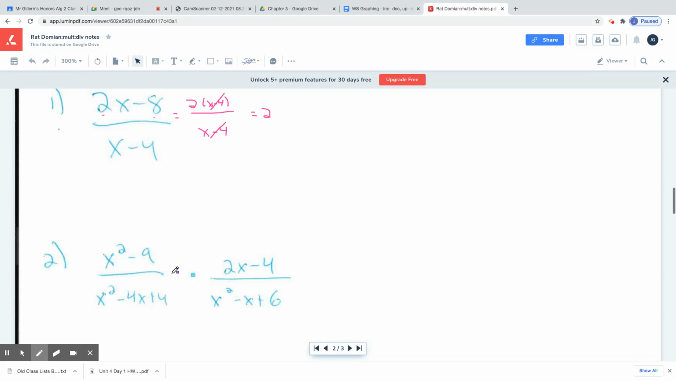All right, so take a second here, copy this problem down, and simplify each top and bottom. So do x squared minus 9, see what you can do with that. X squared minus 4x plus 4, see what you can do with 2x minus 4, and see what you can do with x squared minus x plus 6. Just simplify each top and bottom first. That's it. That's what I want you to do. And then we'll reduce from there.